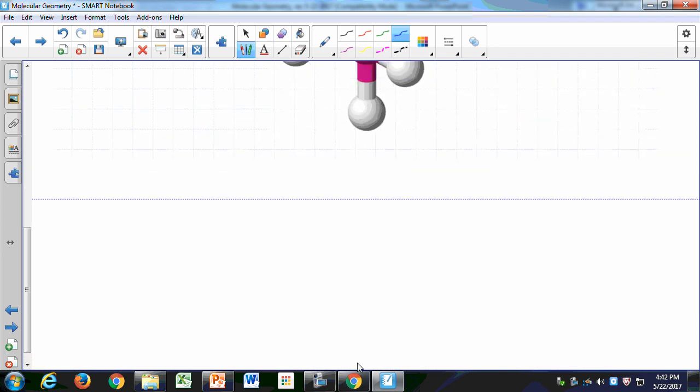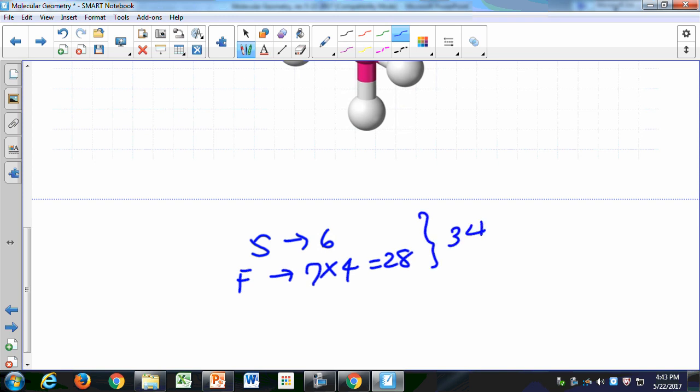SF4. Sulfur contributes 6, because it's in column 6 of your periodic table. Fluorine contributes 7 valence electrons. There's 4 of them, so 7 times 4 is 28. So SF4 will have a total of 34 valence electrons.